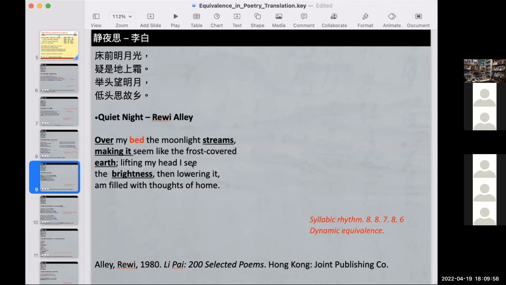So here, when we see that he did not repeat the word head, we know right away that he wants to render it in natural English. Natural modern English. He didn't repeat the same words. Lifting my head, I see the brightness, then lowering it and filled with thoughts of home. This is dynamic, 100% dynamic equivalence.